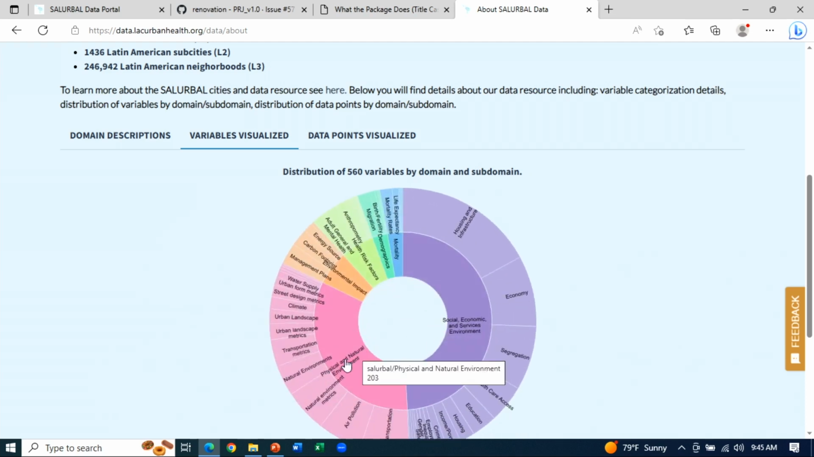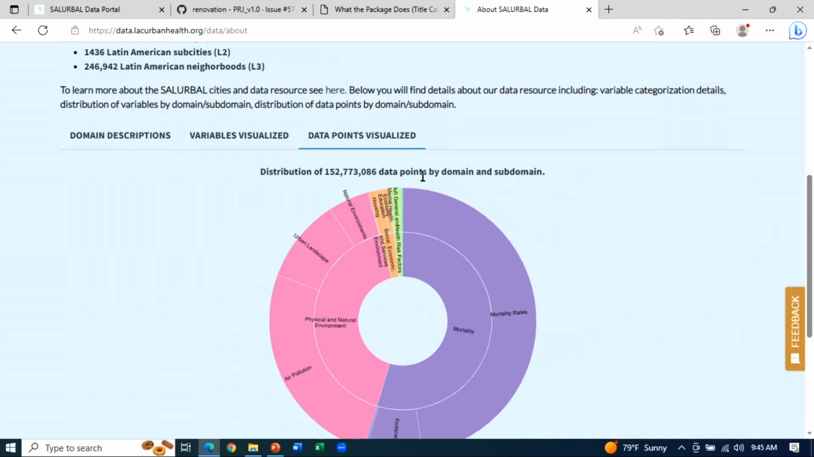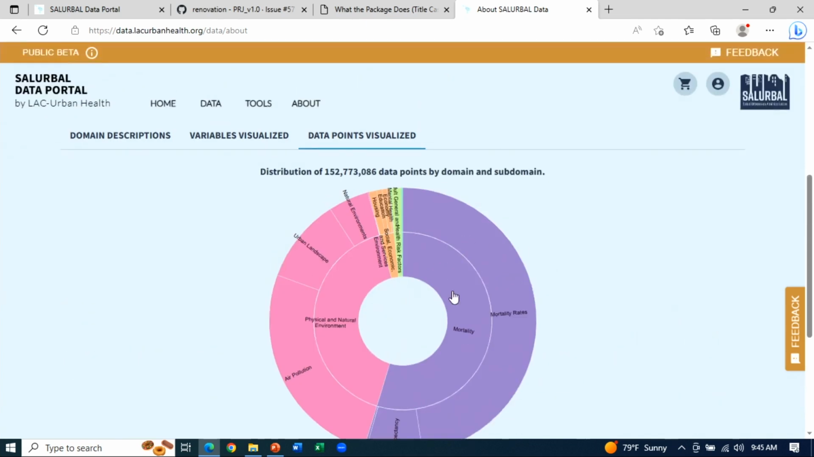A lot of physical and natural environment data. But when we look, so this is the distribution of the 560 variables by domain and subdomain. But when we look at actually the data points themselves, we see a very interesting balance with around half of our data is mortality and health data. And the other half is kind of physical environment and built environment.